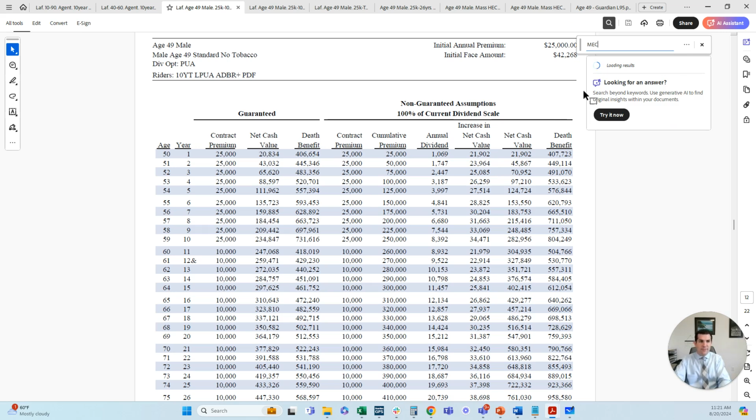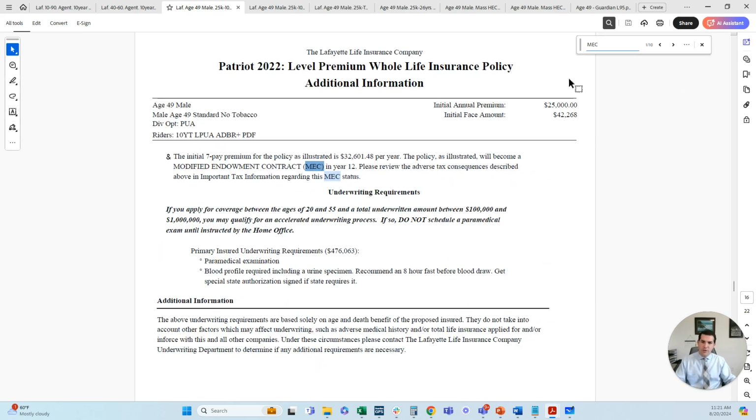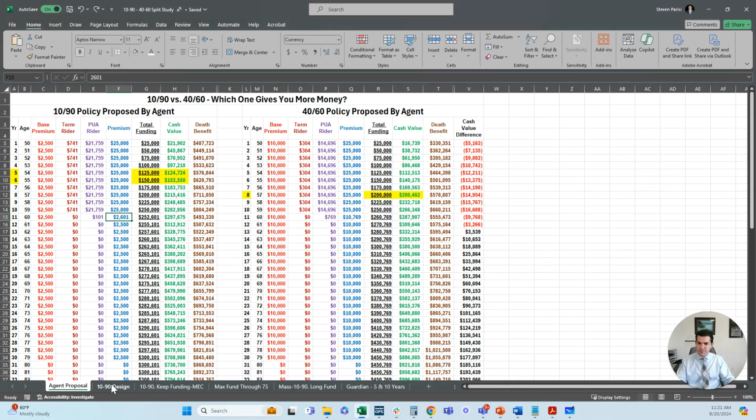I would search the term MEC. And here you go. The policy, as illustrated, will become a modified endowment contract, MEC, in year 12. If we go back and look at the other two illustrations, they were non-MECs. So, this is what the agent had shown just with $2,500 per year going in. But now, if we're funding $10K per year, what happens? It becomes a MEC. Let's take a look at it on Excel.